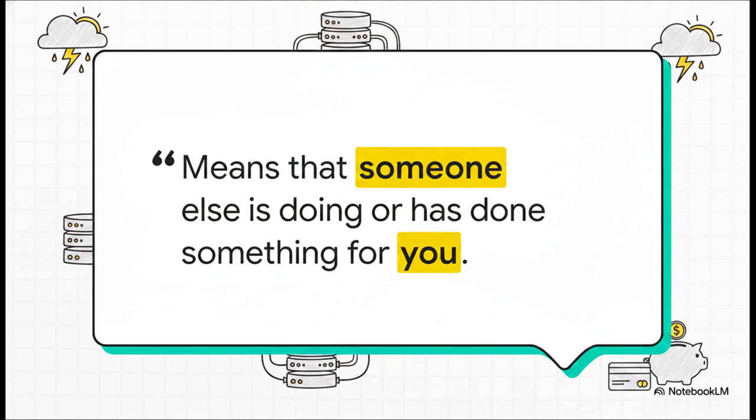Utilizing a third-party web API essentially means that someone else is doing or has done something for you. Whether you're pulling weather data, verifying an IP address, or processing a payment, you are fundamentally relying on the fact that someone else wrote the code, maintained the server, and solved the problem for you. And frankly, they usually want to be paid for that.